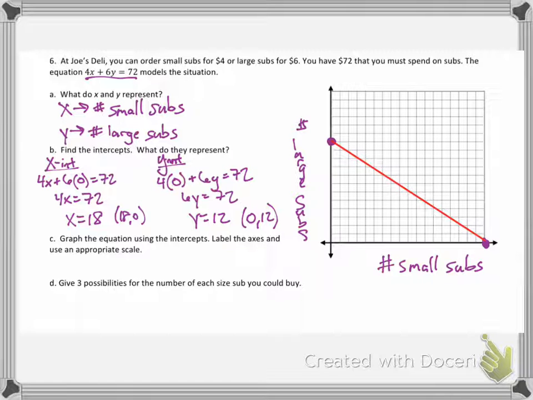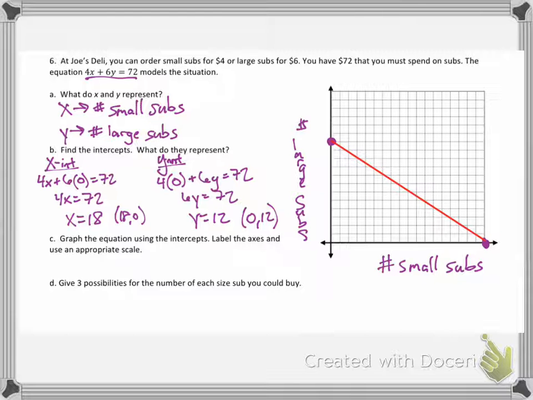So we've labeled the axes, we've graphed it, we've interpreted what the intercepts mean. Now we're going to give 3 possibilities for the number of each size sub you could buy. So keeping in mind, it's a little bit different from an inequality. If this were an inequality problem, all you'd have to do is shade the graph the correct way, pull a bunch of ordered pairs, and you're fine. Since this is just an equation, it's a regular linear equation, you have to pull points that are exactly on your line that make sense.